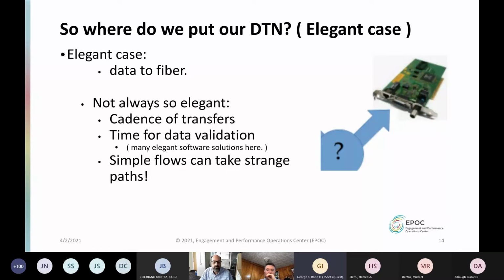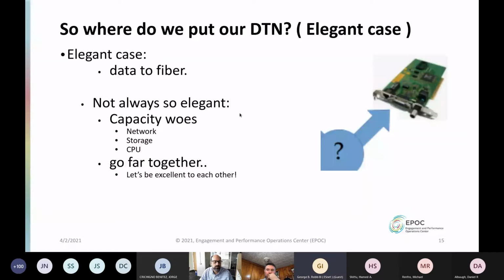And then simple flows can take strange paths. You might have it going out of an R&E network across a commodity network and then back down to an R&E network. Know your pathing. Again, I'll reference perfSONAR and the DMZ. Know your paths. Don't hesitate to reach out to your regional or your network teams. Know your paths. Test your paths. Prove it.